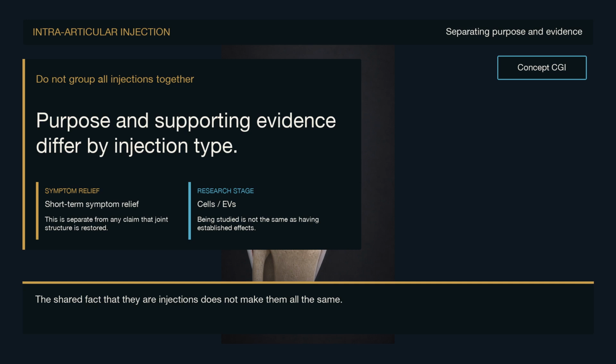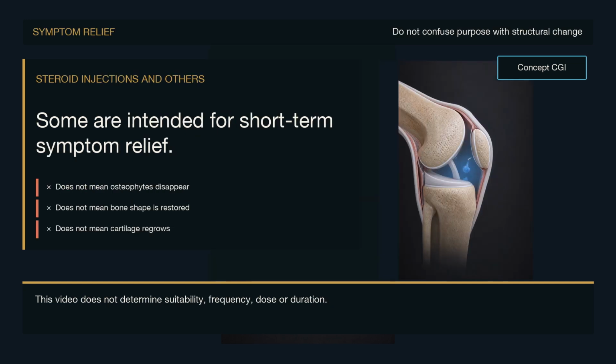This video does not decide which treatment may suit an individual, how often it should be given, or how long any effect may last. It is important not to confuse the goal of short-term symptom relief with structural change. Cells and extracellular vesicles, or EVs, are also being studied, but their clinical effects and effects on joint structure are not yet settled. The explanation of short-term symptom relief for steroid injections cannot be transferred to cells or EVs. Something being studied is not the same as its clinical or structural effects being established.